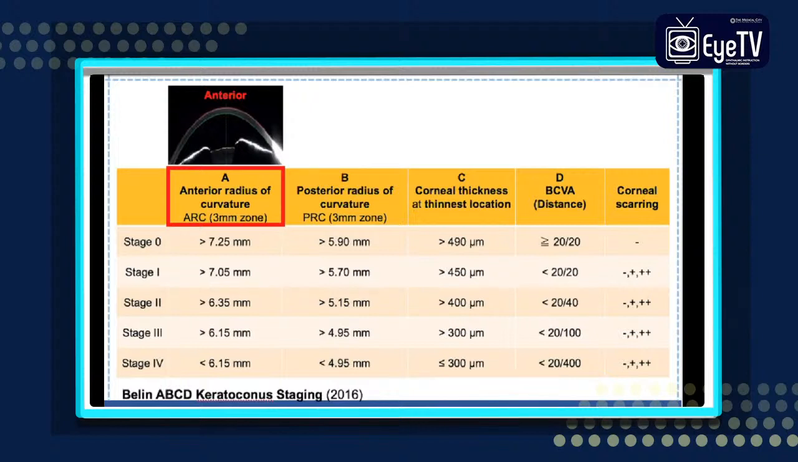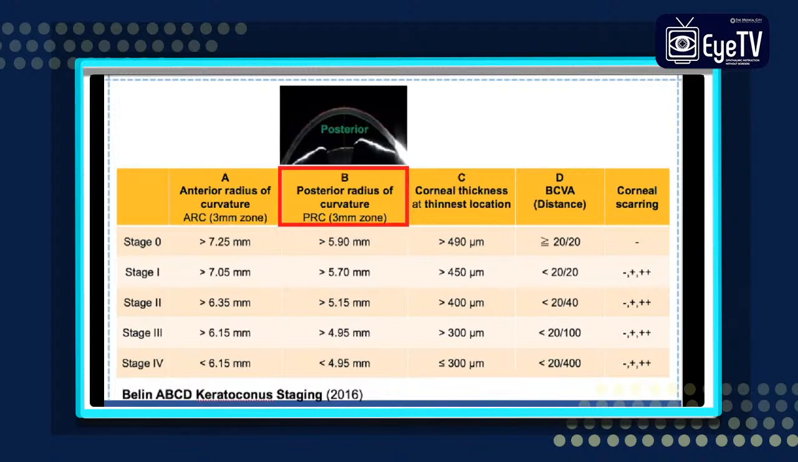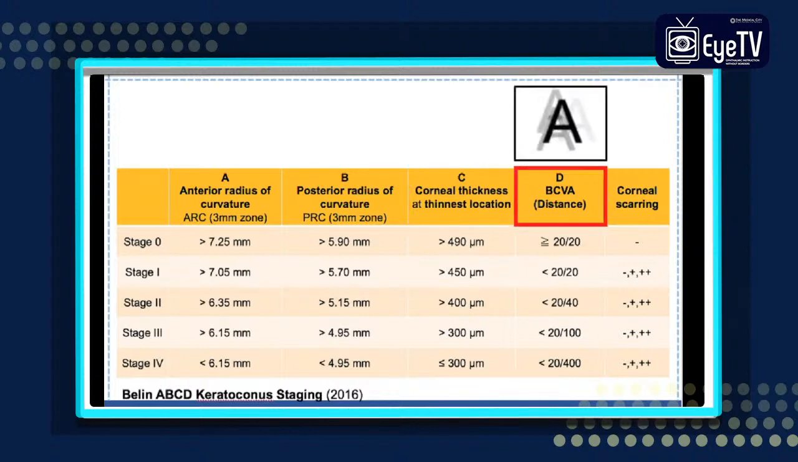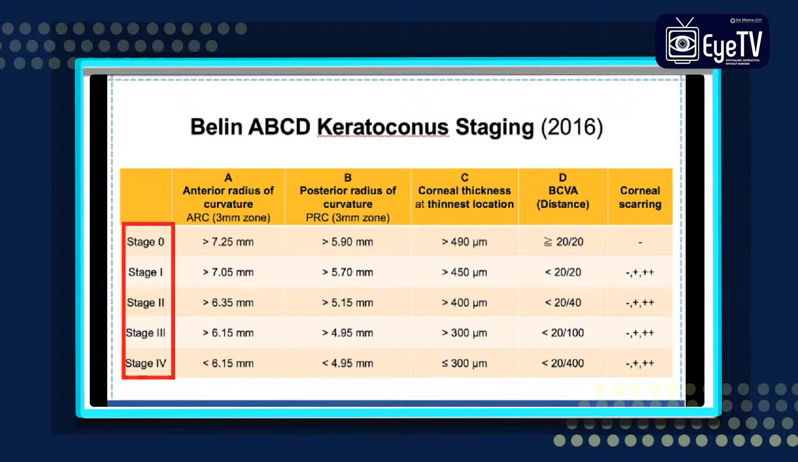The parameters: A for anterior radius of curvature, which is taken at the 3 mm zone and centered on the thinnest point of your cornea. B is for back or posterior radius of curvature at the 3 mm zone, centered on the thinnest point. And C for corneal thickness at the thinnest location. You also have D for distance-corrected visual acuity, and visual acuity was added so that you could assess the functional aspect of the disease. So there are 5 stages, from stage 0 to stage 4. Stage 0, where patients have no disease, up to stage 4, where patients have very advanced keratoconus.